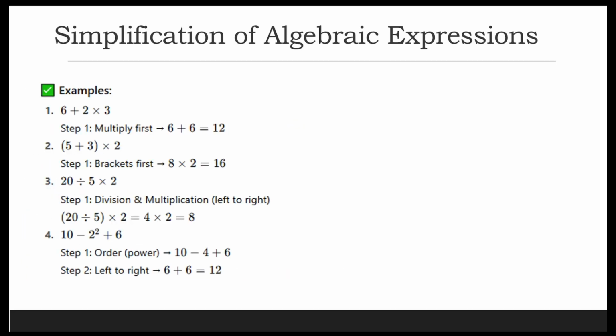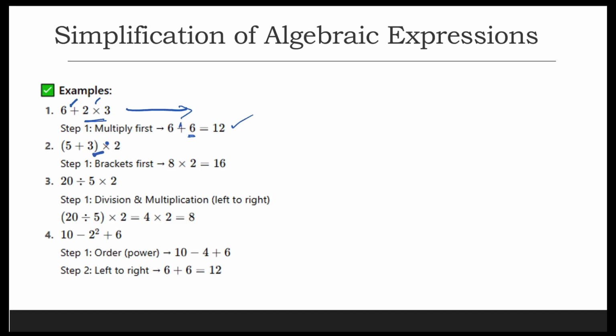Now let's look at this. There are two things here. One is addition, one is multiplication. As per BODMAS, M comes before A. So we have to solve the multiplication first, which is 2 into 3, 6. And then we have to solve this addition. So 6 plus 6 is 12.